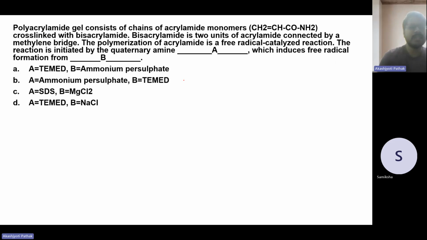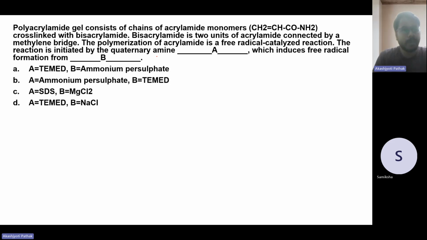Okay, so now answer this question. Polyacrylamide gel consists of chains of acrylamide monomers, cross-linked with bisacrylamide. Bis means two, so it has two units of acrylamide connected by a methylene bridge. When you prepare a polyacrylamide gel, it is unlike agarose gel. Agarose gel gets solidified on the basis of temperature. Once the temperature comes down, the agarose gel solidifies.